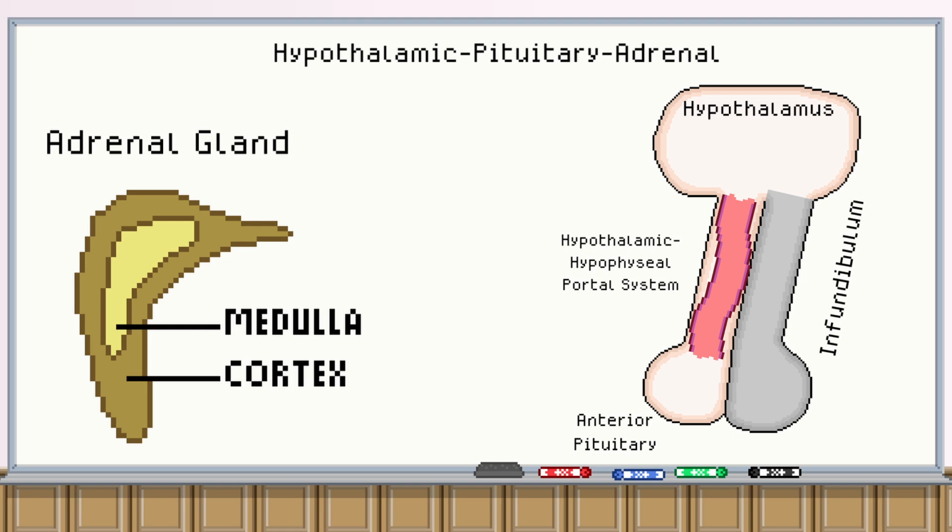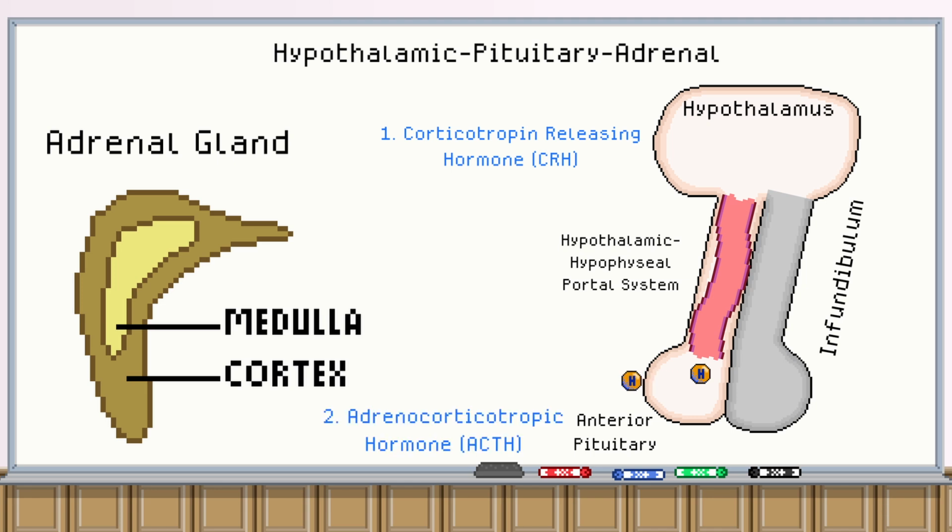Let's say we find ourselves in a stressful situation, which initiates our flight or fight response. Our hypothalamus receives the data and secretes corticotropin-releasing hormone, or CRH, into the bloodstream. But remember, this bloodstream has a specific name, the hypothalamic-hypophyseal portal system, which again sends it down this stalk called the infundibulum.